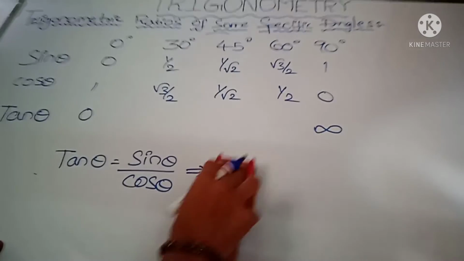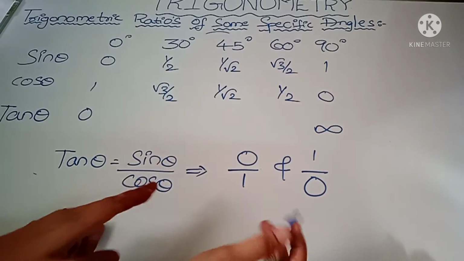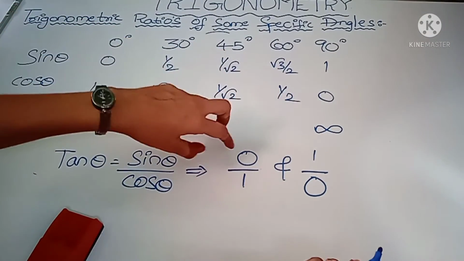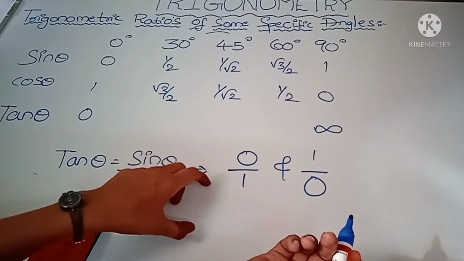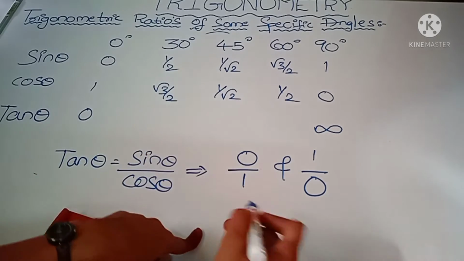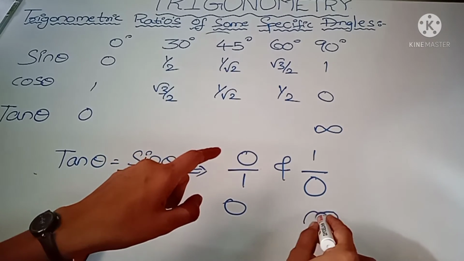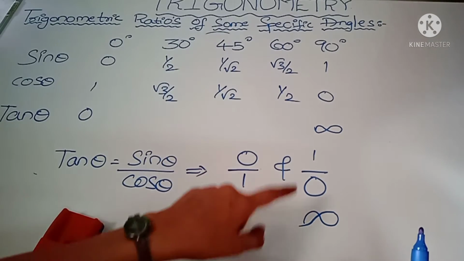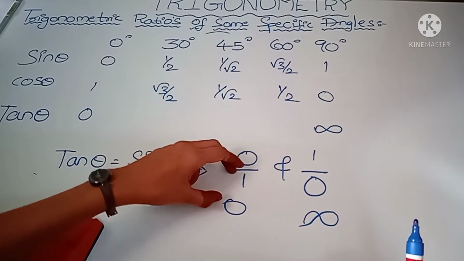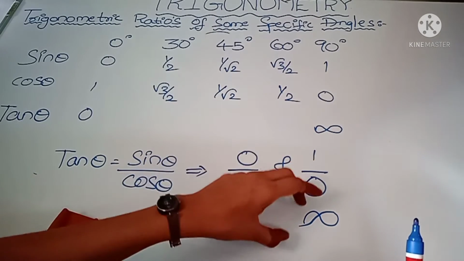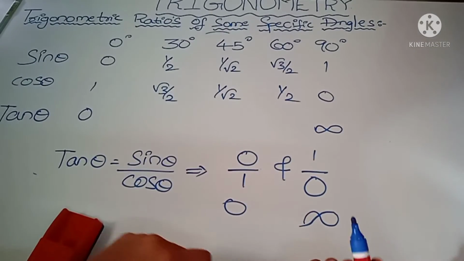See here, there is a lot of difference between 0 by something and something by 0. If the numerator is 0, the result will always be 0. And if the denominator is 0, the result will always be infinity. That is the difference between these two. Tan 0 is 0 and tan 90 is infinity.